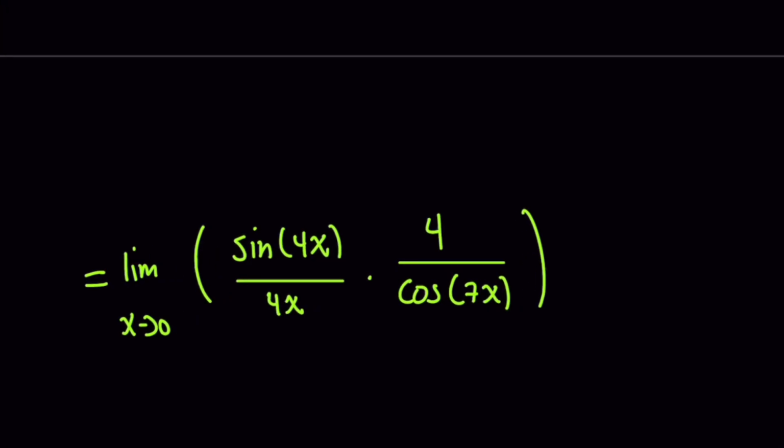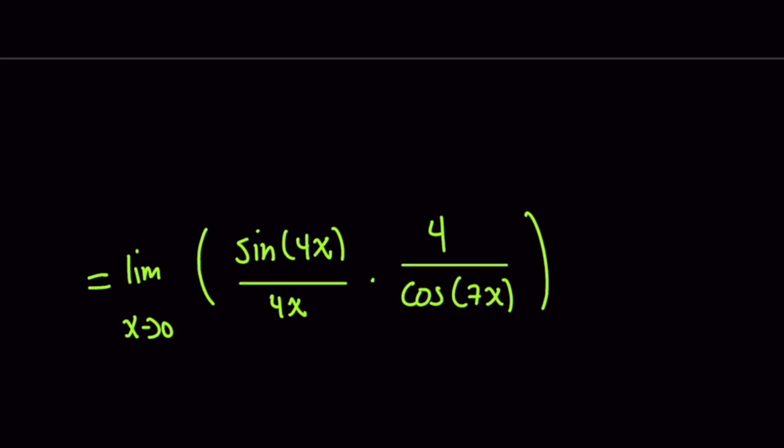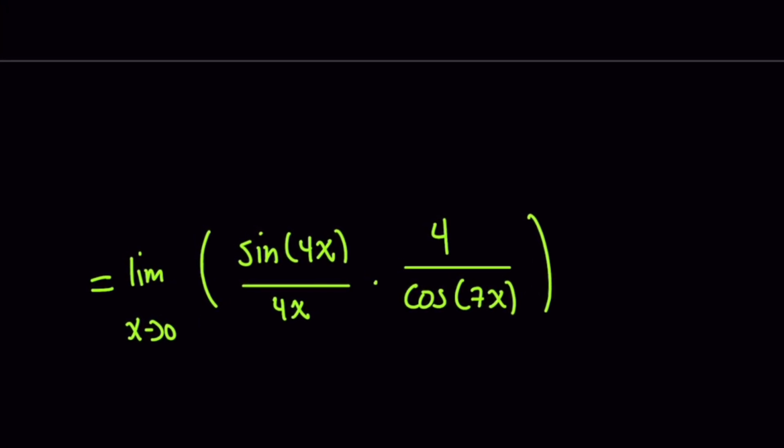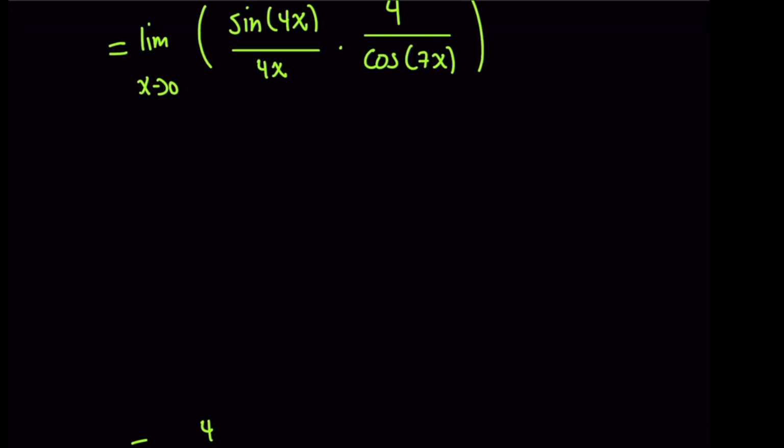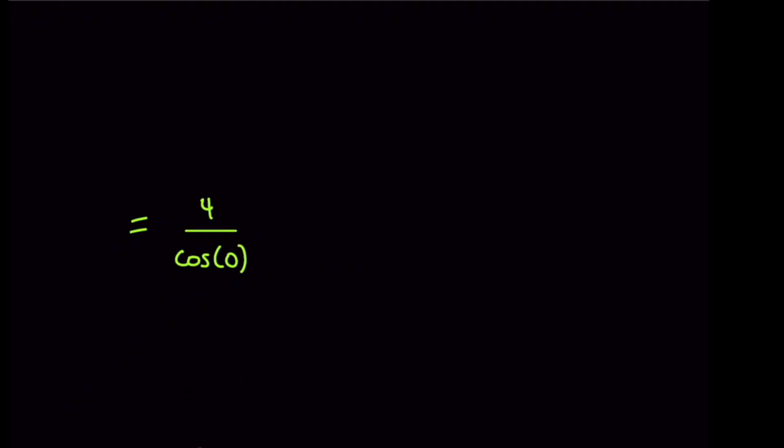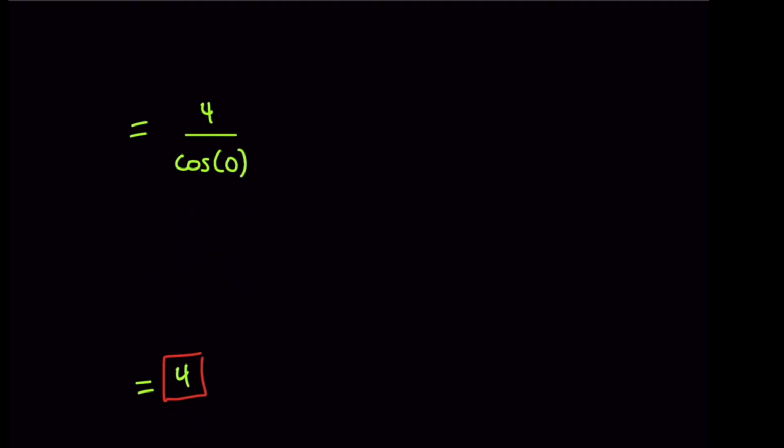You would get cosine of 0, which is a 1, right? So 4 divided by 1 absolutely converges. So if that converges, and this left part converges using the squeeze limit theorem, we can now actually solve this directly as 4 divided by cosine of 0, giving you this final answer.